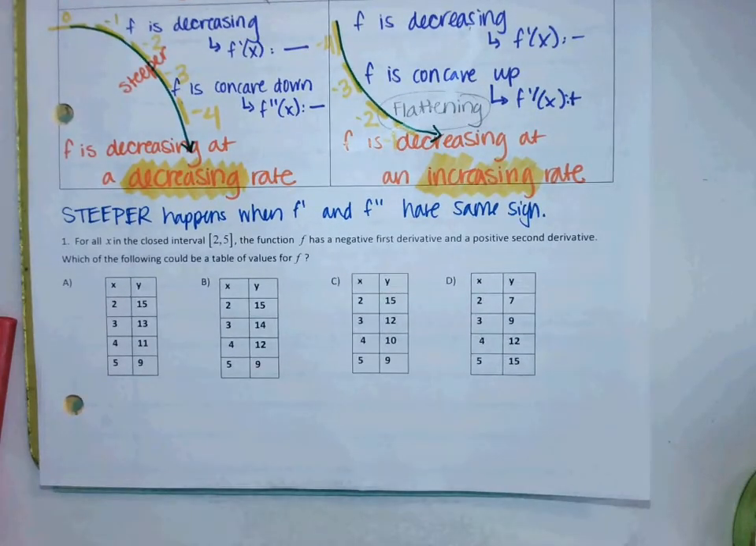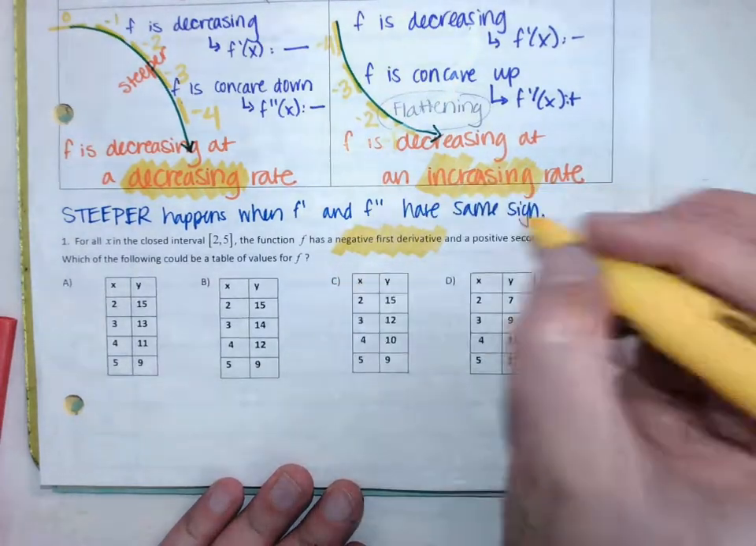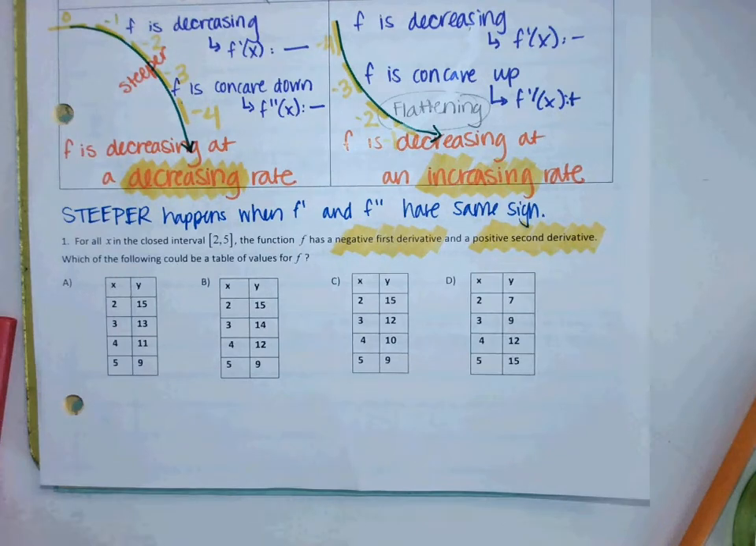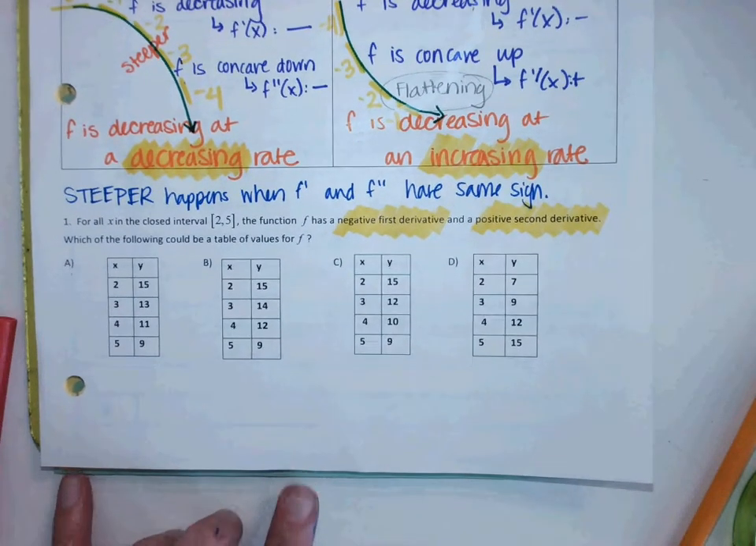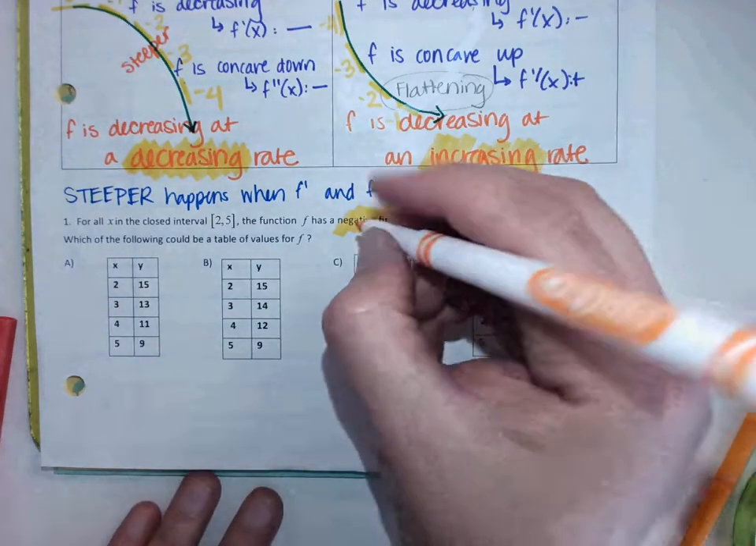Alright, so take a look at number 1. This is off of the AP test a couple years ago. It says for all x on the interval 2 to 5, I have a negative first derivative, and I have a positive second derivative. Which of the following could be a table of values for f? Okay, so let's think about what those two things need. So Chris, if my first derivative is negative, what does that tell me about my function?